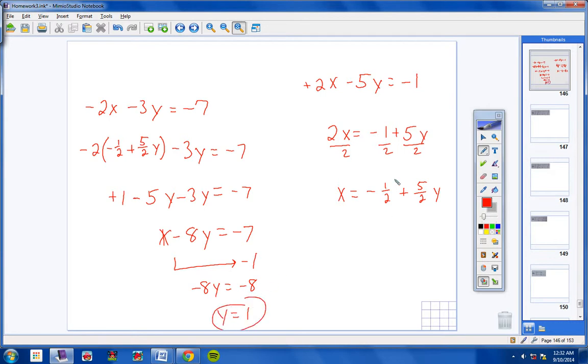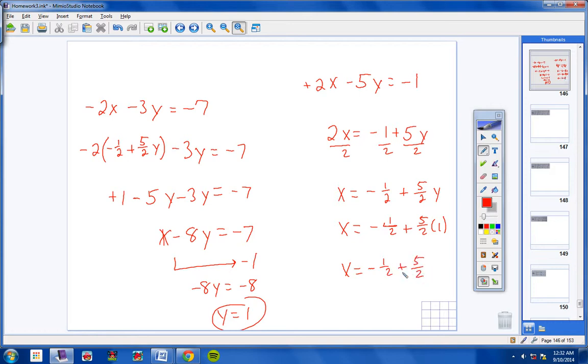Now we come over here to where our x expression is, and where y is, I'm going to substitute 1. So negative 1/2 plus 5/2 times 1. Okay, so x equals negative 1/2 plus 5/2.